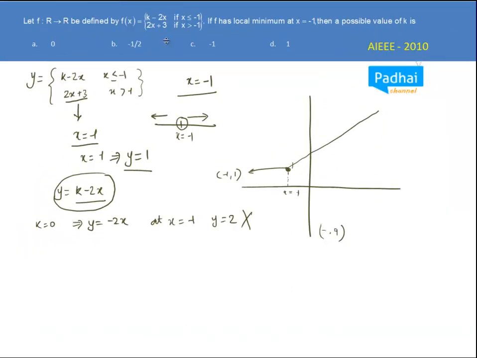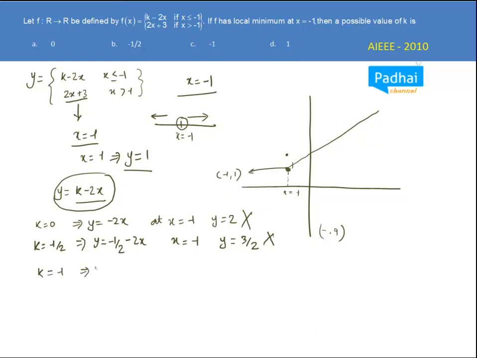Now let us take the other value, which is k equal to minus half. If I take k equal to minus half, the function would be minus half minus 2x. And at x equal to minus 1, the value will be y equal to minus half plus 2, that will be 3 by 2. Now 3 by 2 will be above this 1. According to the same logic, this point is also rejected because we need a value less than this point or at the max equal to this point.